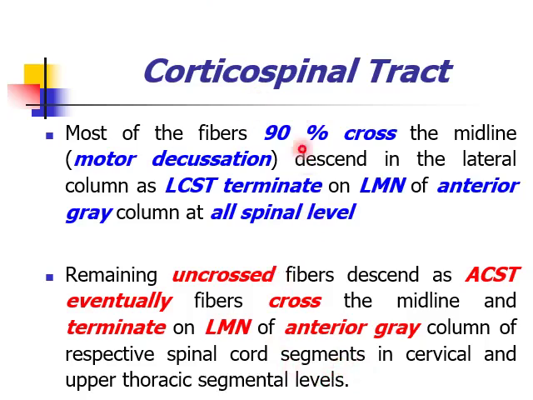One of them crosses, the 90% cross happens at the pyramidal decussation. This happens at the lower part of the medulla, whereas the anterior corticospinal doesn't cross at the level of the brainstem, but crosses at the level of the spinal segment itself. So eventually both are crossed, but the level of crossing differs. The lateral corticospinal crosses at the lower medulla, whereas the anterior corticospinal crosses at the level of the spinal segment itself.